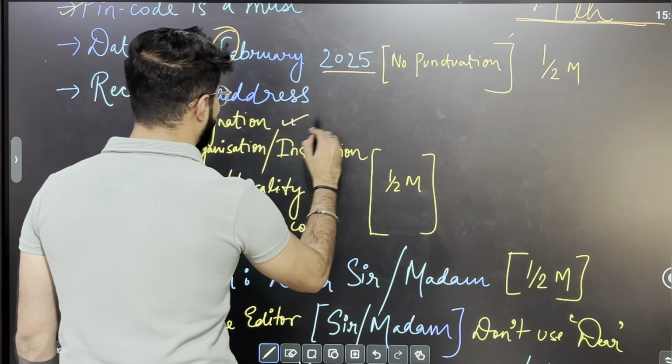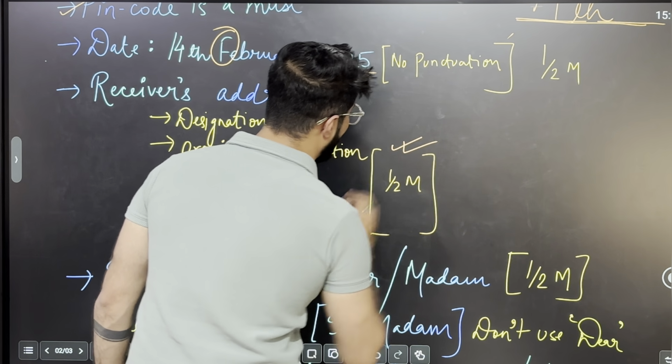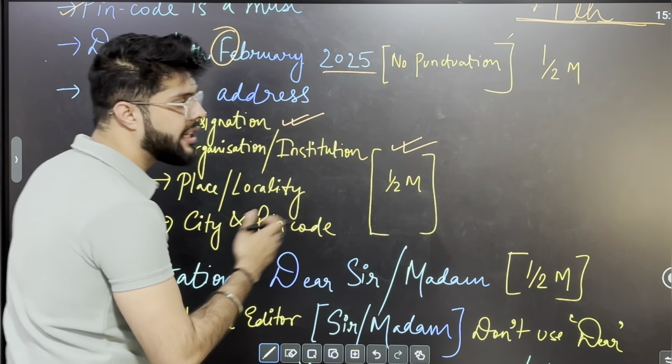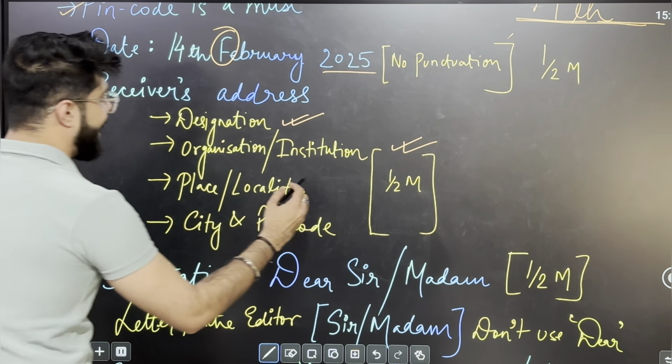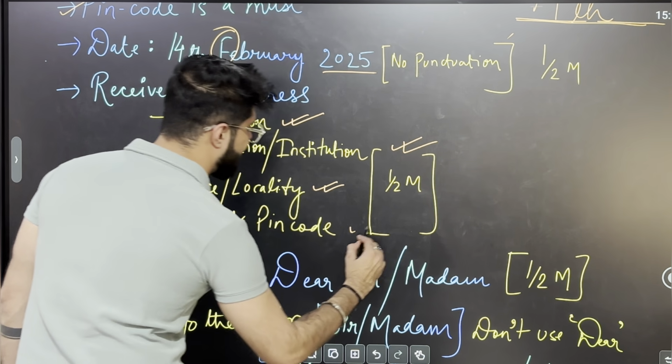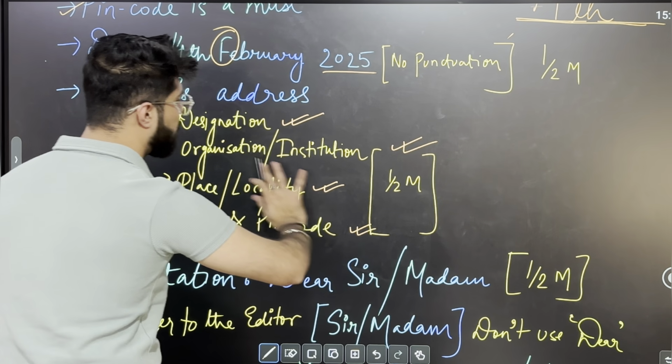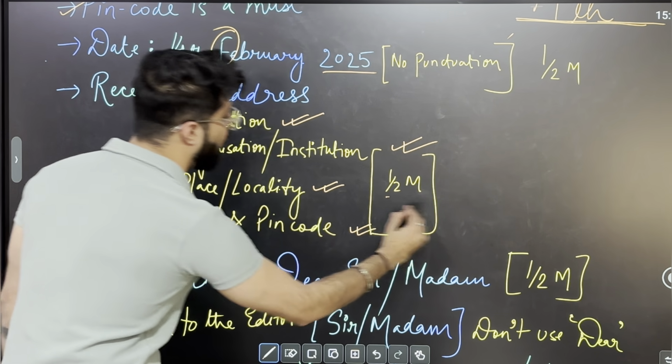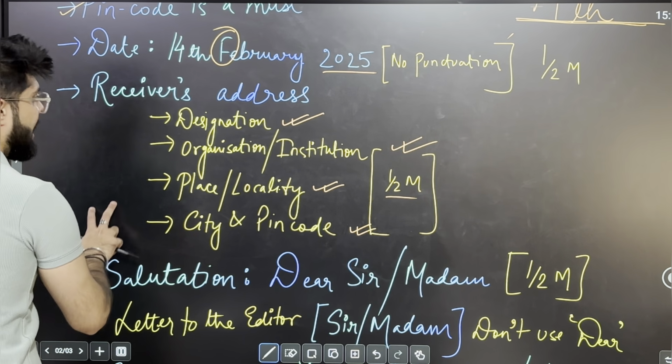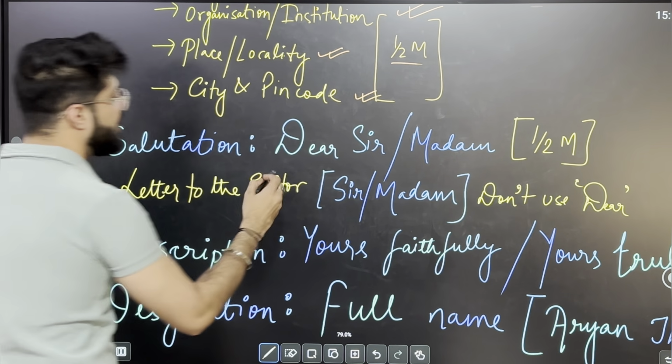Then comes your receiver's address, जिसको आप भेज रहे हैं letter. It will have your designation, the organization, that is the place to which institution you are addressing that letter to. Then comes your place and locality, the city and pin code. So when you incorporate all these things, then you will get your half mark for that. ठीक है? After that comes your salutation.